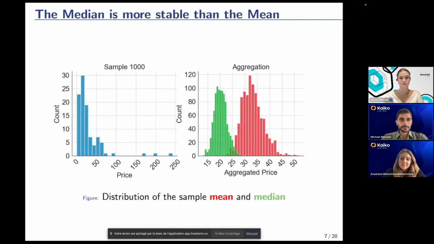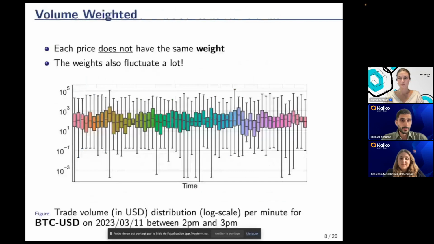In fact, the problem is even more challenging because each price does not have the same weights. The weights are related to the volume, and the volume also fluctuates a lot. So here is the same graph, same pair, same day, but now we're looking at the volume, and on the y-axis you have a logarithmic scale. So you see that the volume can go from near $0 up to $100,000. So again, it is very hard to find a consensual rate associated to a price in order to find a consensual weighted price. So kind of a challenging task.